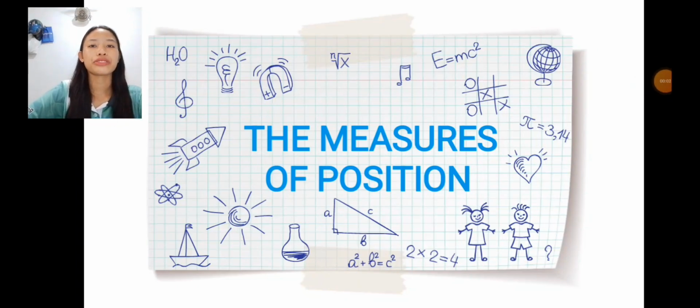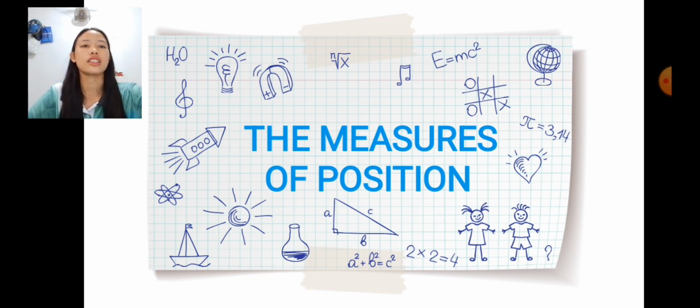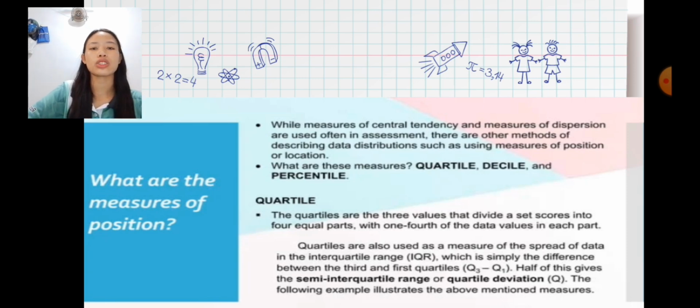So, guys, the measures of central tendency and the measures of dispersion are already done. Now, let's proceed to the measures of position. So, what are the measures of position? While measures of central tendency and measures of dispersion are often used in assessment, there are other methods of describing data distribution, such as using measures of position or location. We have the quartile, decile, and percentile.